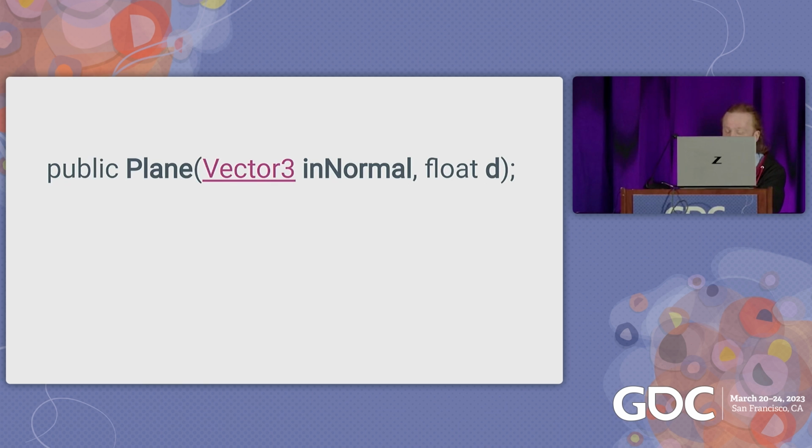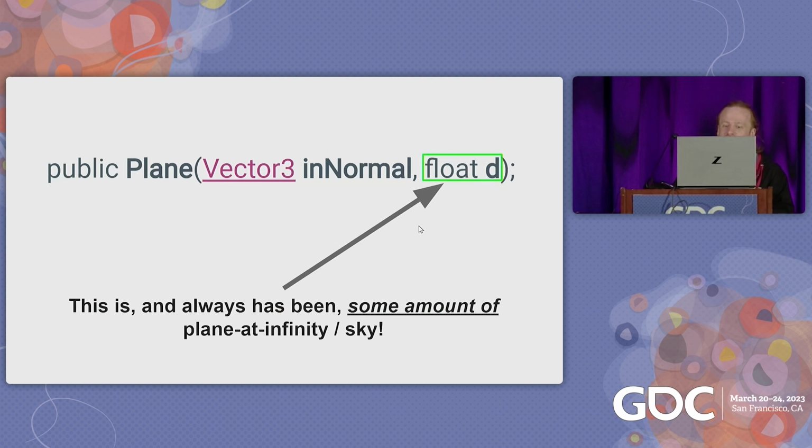Here's how you make a plane in Unity. I haven't tried it, but in my opinion, if it's not already true, if you give this a value of 0, 0, 0 in the normal, but you give it some d, I claim that this should give you a valid plane, because this is and has always been some amount of plane at infinity, or some amount of sky that you use to displace from the origin. If it's equal to 0, you've got a plane through the origin with that normal vector. If it's not equal to 0, then yes, you have a plane that isn't through the origin, potentially a plane at infinity if the normal is equal to 0, 0, 0.